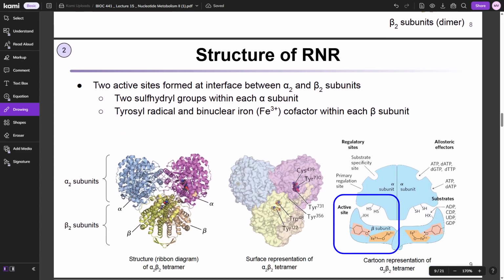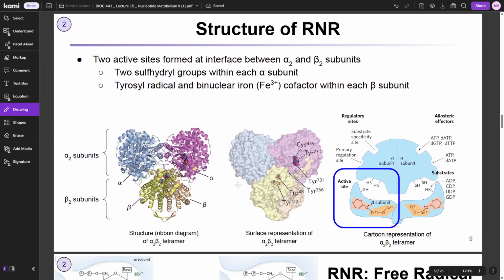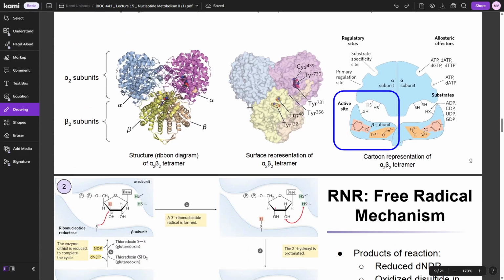So, here's the structure of it. I don't think this is that important. I think it's there for you. I don't think it's that big of a deal. What you should know about eventually is the regulatory sites and all that stuff, but we'll talk about that in a second. You should know that it's catalyzed by a tyrosine radical, but other than that, I wouldn't be too concerned about it.